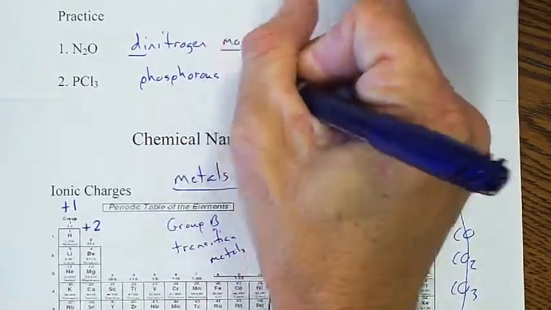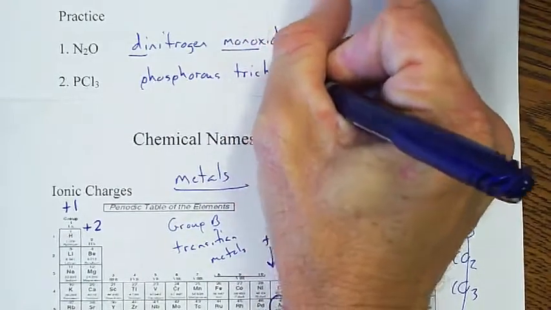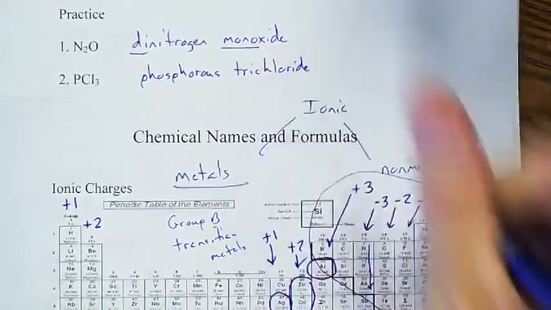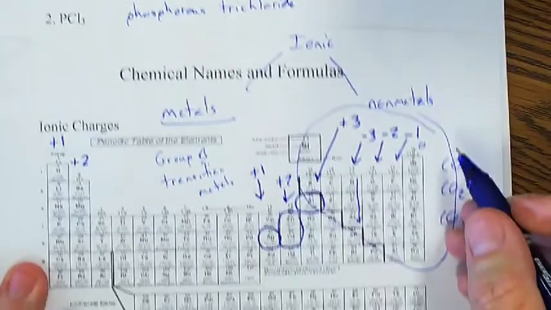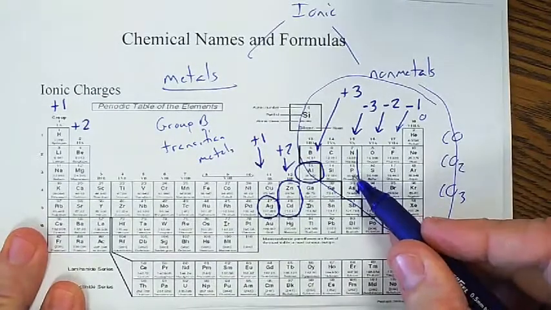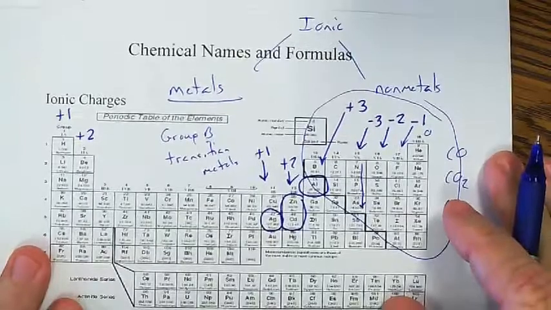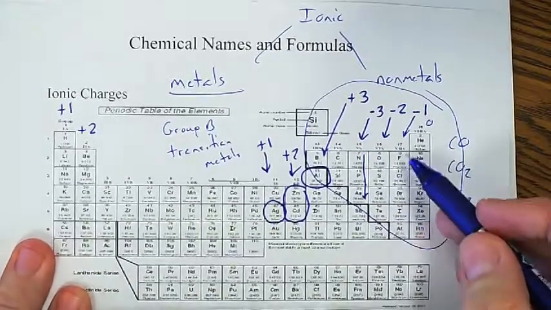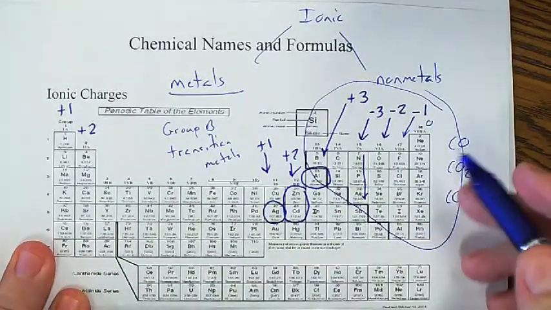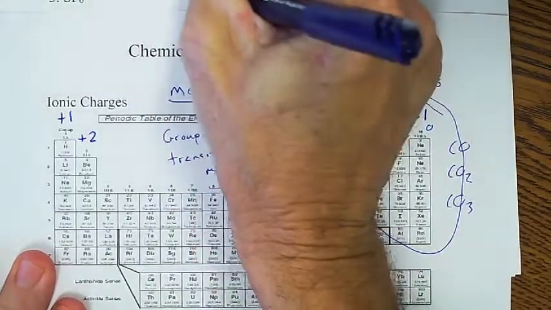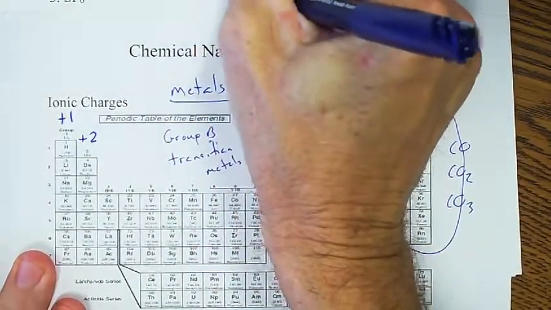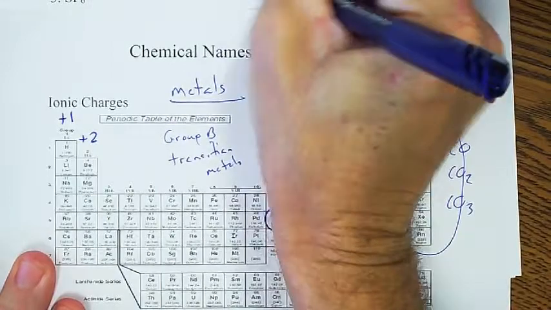So phosphorus trichloride. Again, we have to use the prefixes because phosphorus is right here, and again, it's two nonmetals. SF6. There's sulfur. There's fluorine. Sulfur hexafluoride.